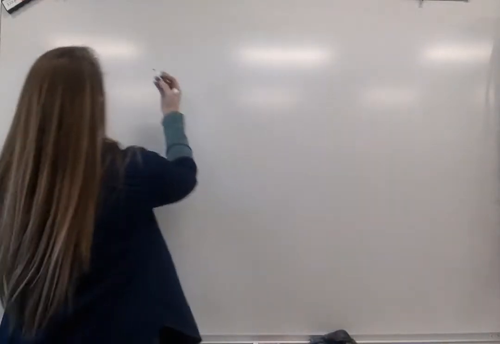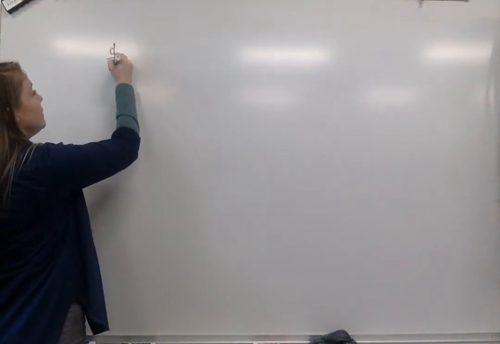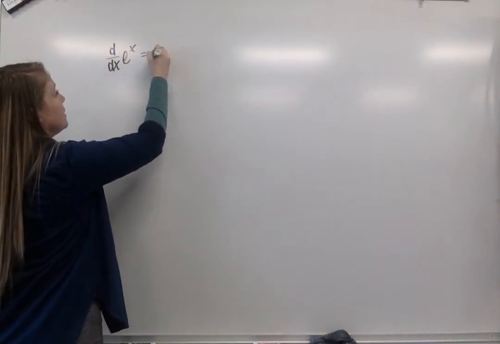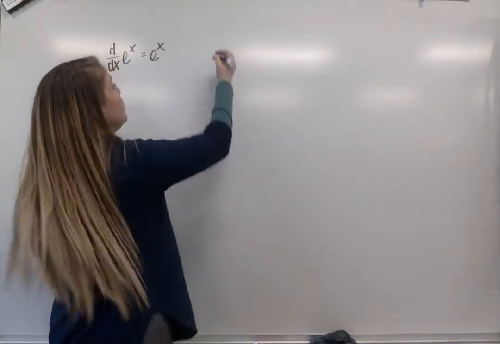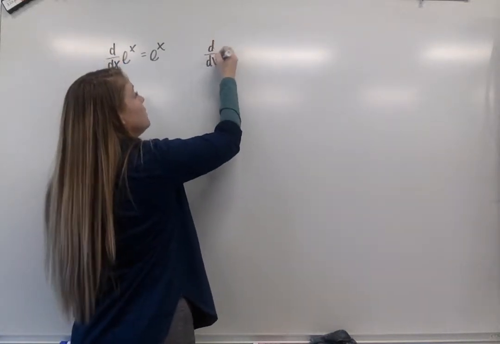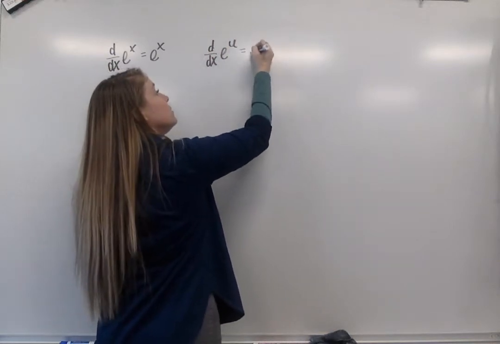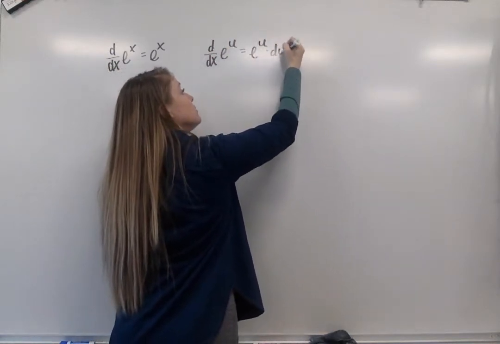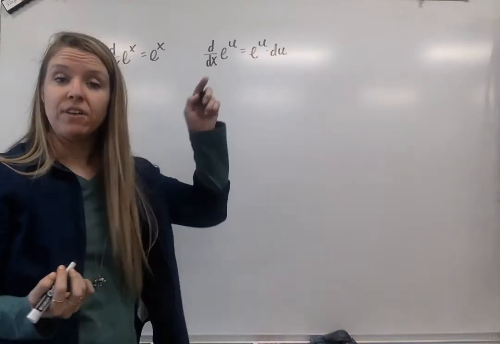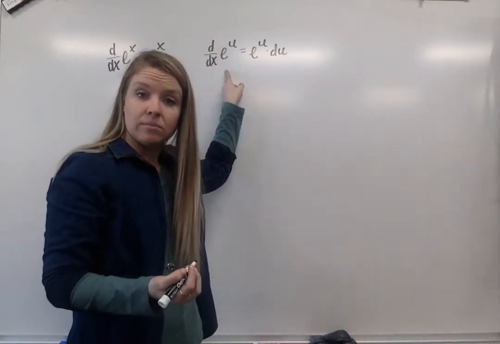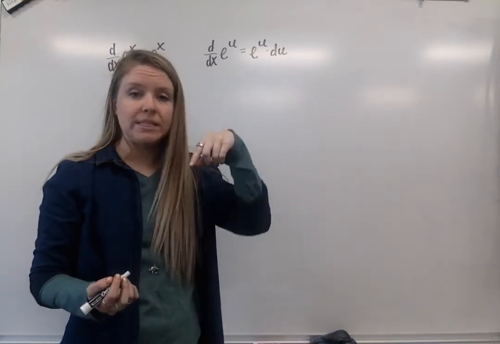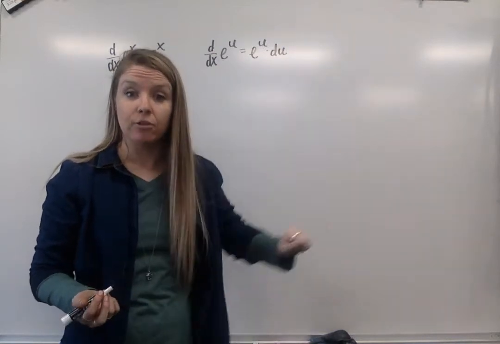So we already know the derivative of e to the x is e to the x. If we incorporate the chain rule, we know that the derivative of e to the u is e to the u times the derivative of u, whatever that function is that's been plugged in. e is a number, right? e is just a number, 2.71828, all that good stuff, right?